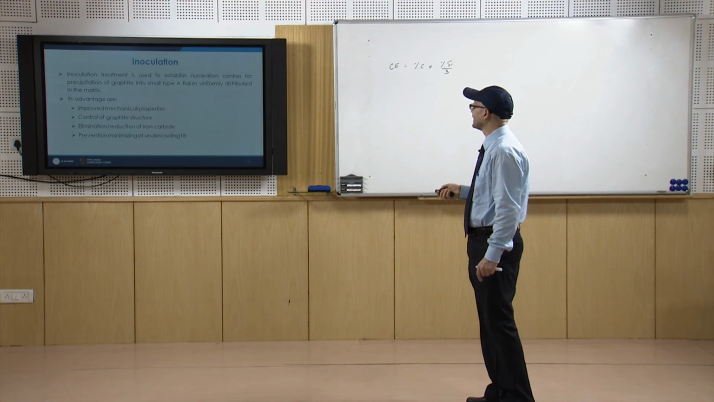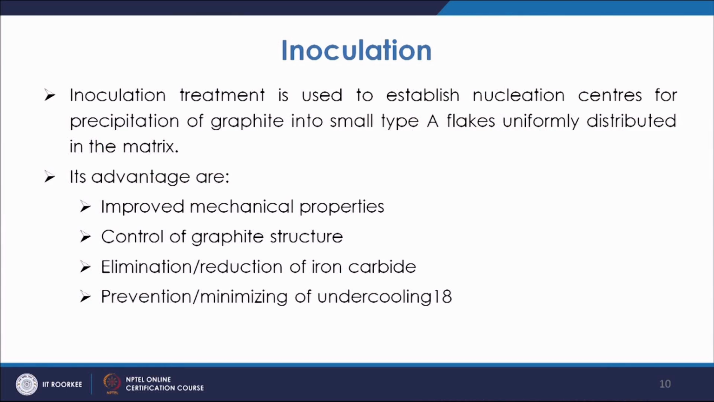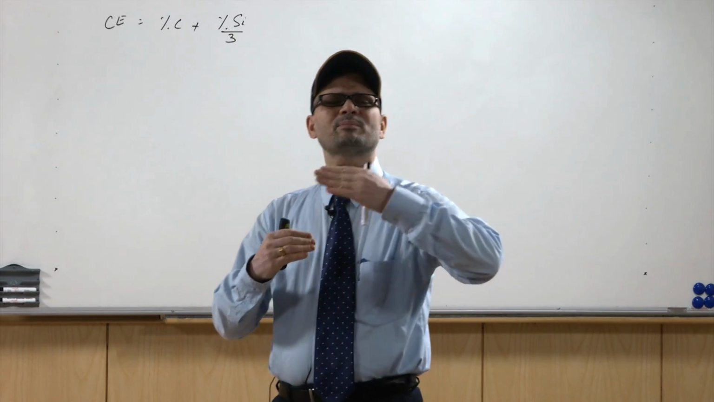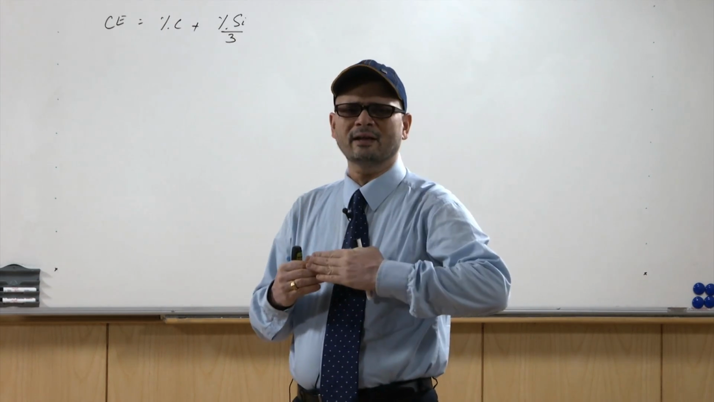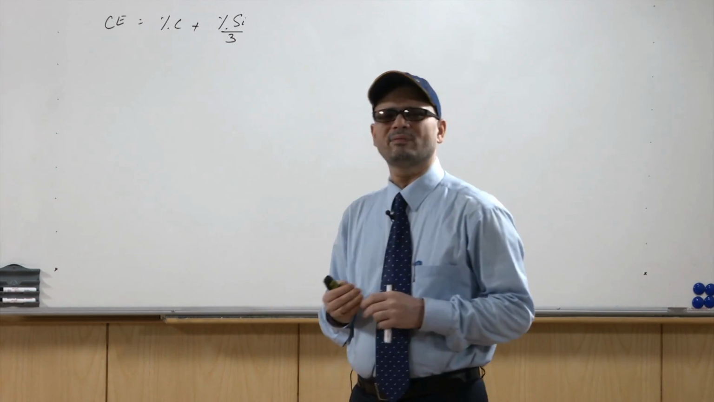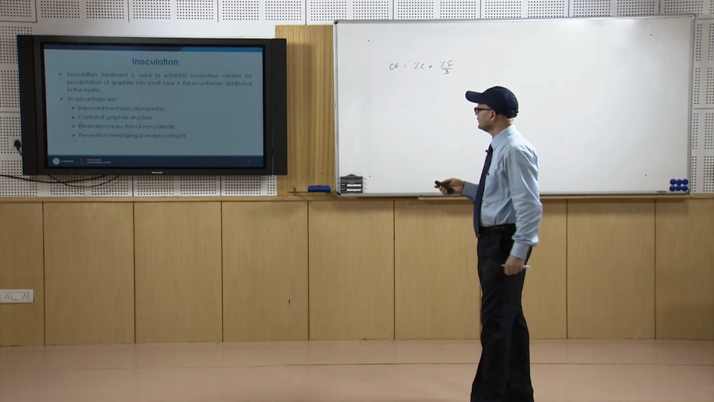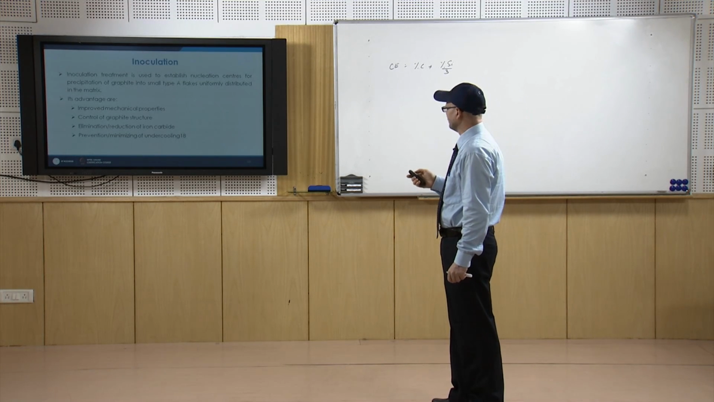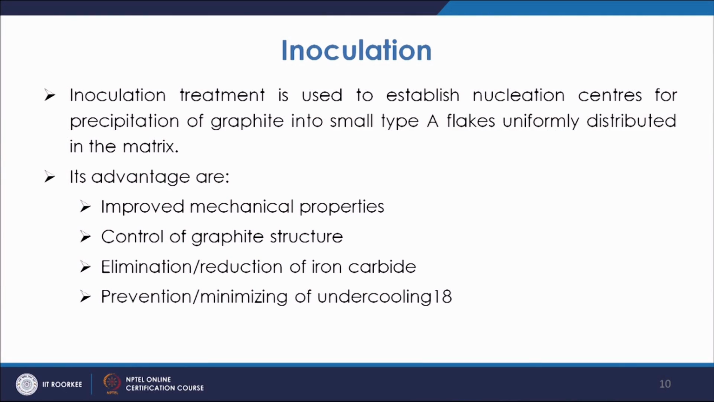It also minimizes the undercooling, and because of that the graphitization tendency is further promoted. If there is more undercooling, you may have the chance of formation of white iron. Then you have the reduction of iron carbide and control of the graphitic structure.